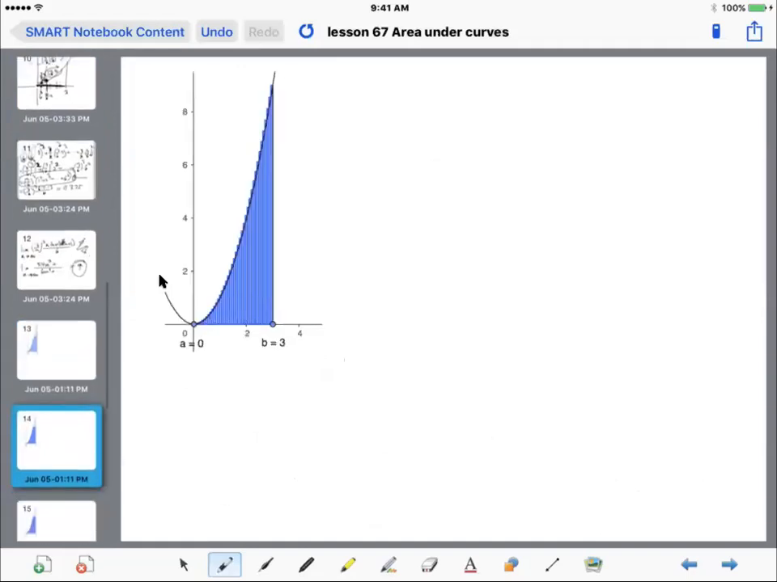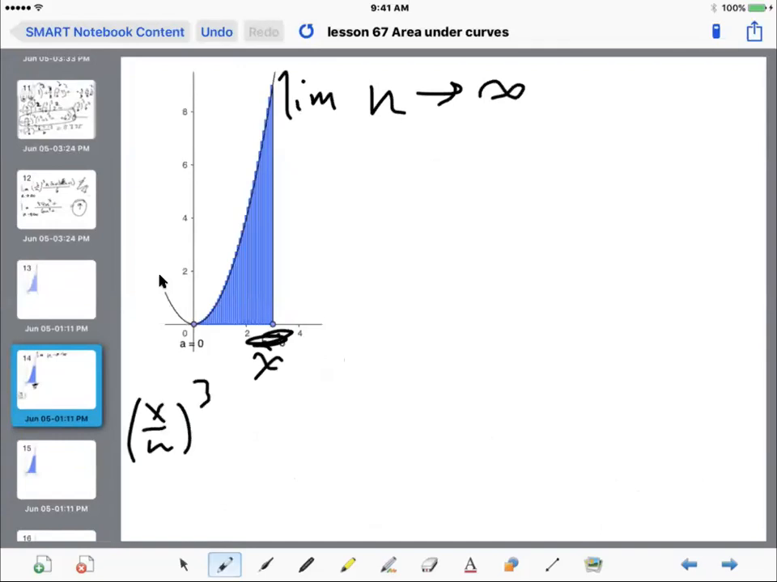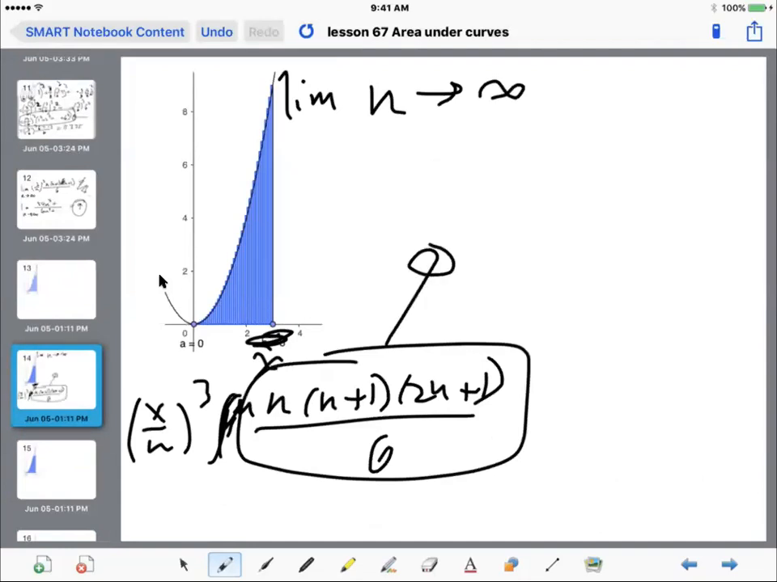Now, if I want to get even more general and just call this x and still let n go to infinity, it would turn into x over n cubed times n plus 1 times 2n plus 1 over 6. This here is the 1 squared plus 2 squared plus up to n squared that would come up eventually.